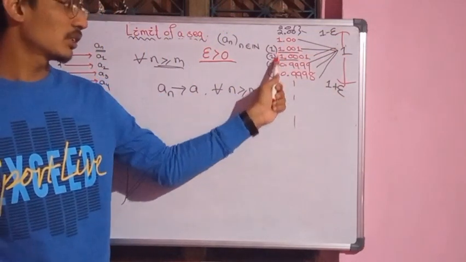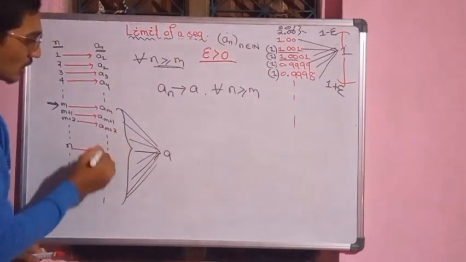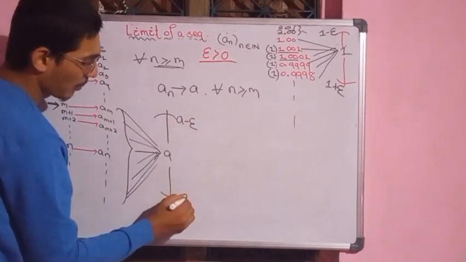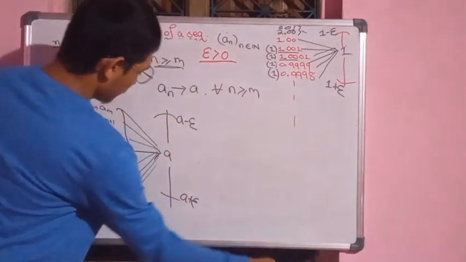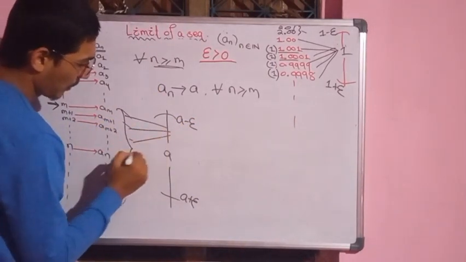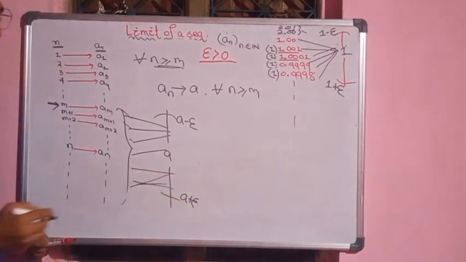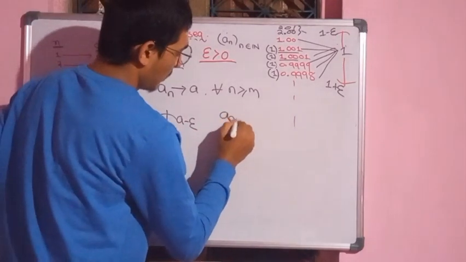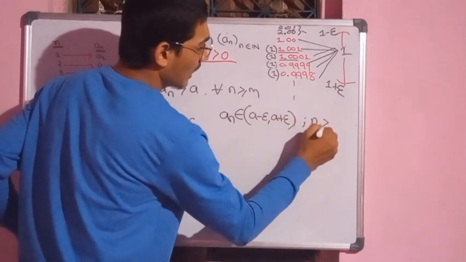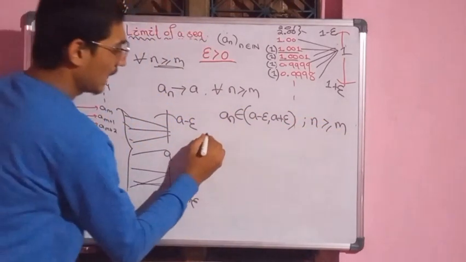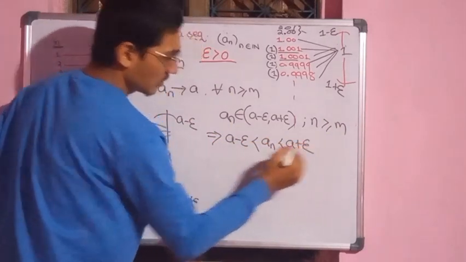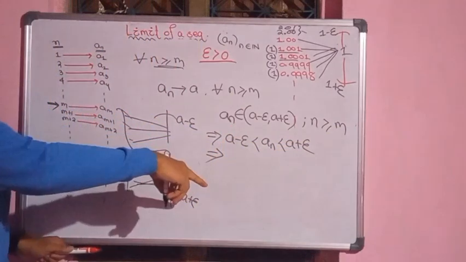Then the same thing: the sequence is converging towards 1. So here also, if I define an interval, all my terms would lie between a minus epsilon and a plus epsilon. I can write that my a n lies between a minus epsilon and a plus epsilon for every n greater than or equal to m. I can write it like this: a minus epsilon is less than a n is less than a plus epsilon. Okay. So yesterday we studied this.